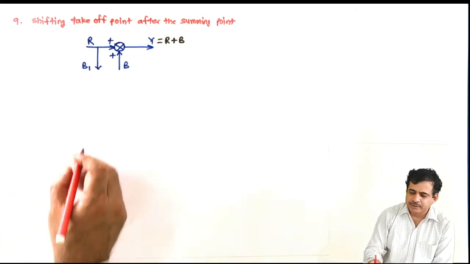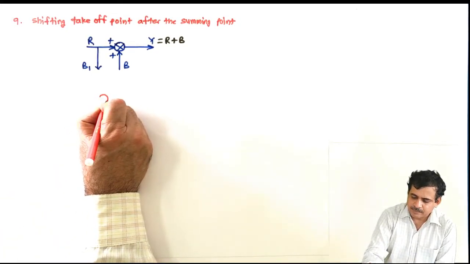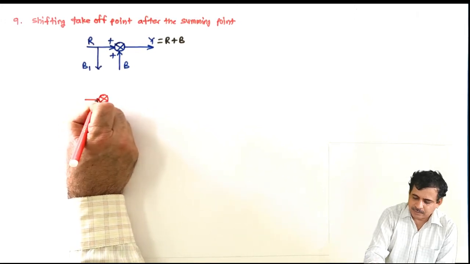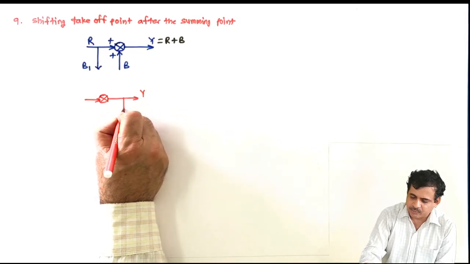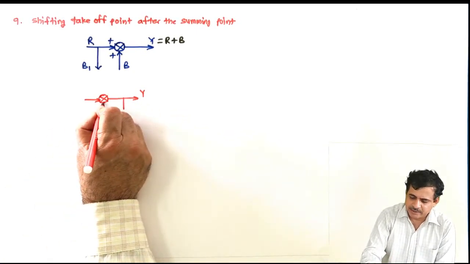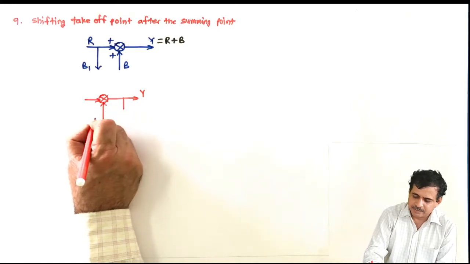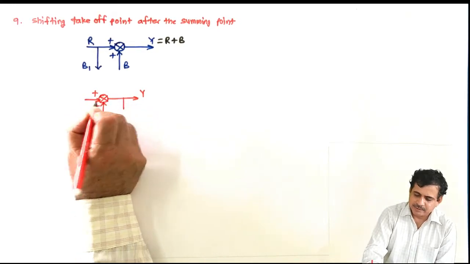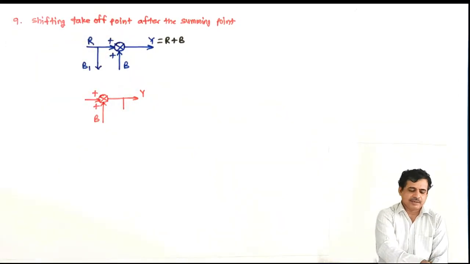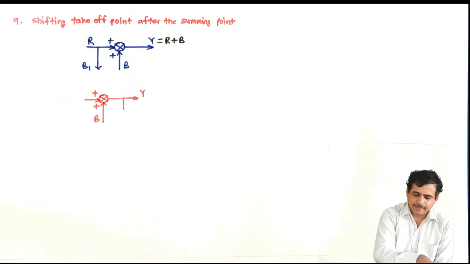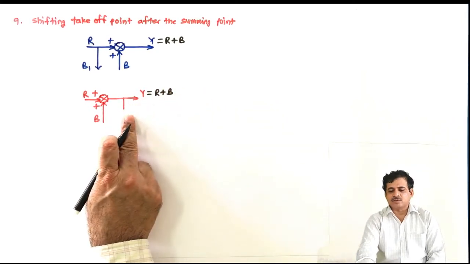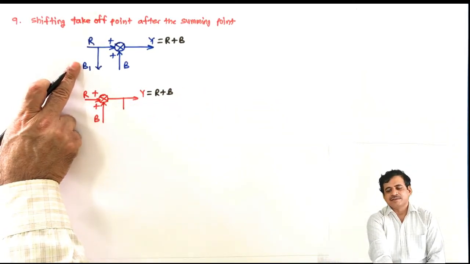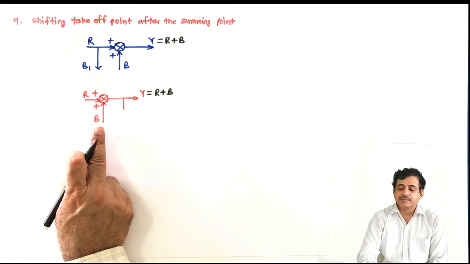Now what I want to do is shift this takeoff point here. The summing point is there, but this takeoff point I am shifting here. And what is it doing? See, we are getting Y is equal to R plus B. But B1 is also R plus B. In this case, B1 is R. Means we have to subtract B from this.